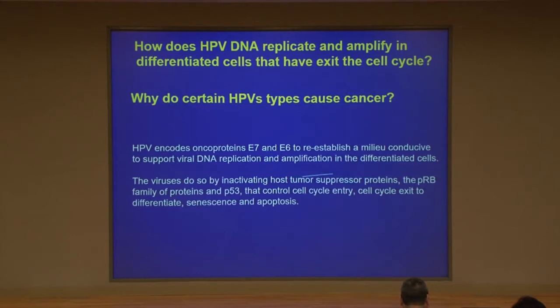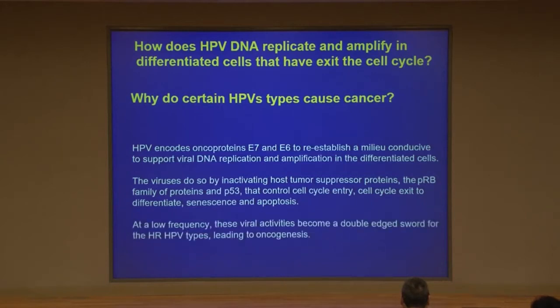And these are two major tumor suppressors that control cell cycle entry, cell cycle exit, differentiation, senescence, apoptosis. So you can see if these genes, instead of being activated in the differentiated cells, are activated in the undifferentiated basal cells and continuously activated there, then it could cause a problem, becomes a double-edged sword. So wrongly activated oncogenes can cause problems.